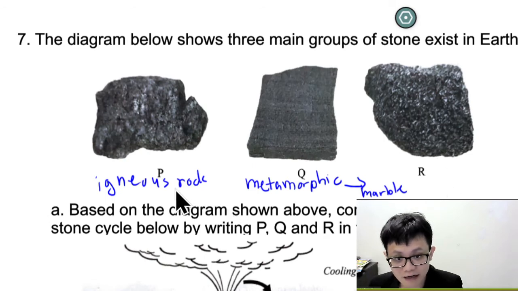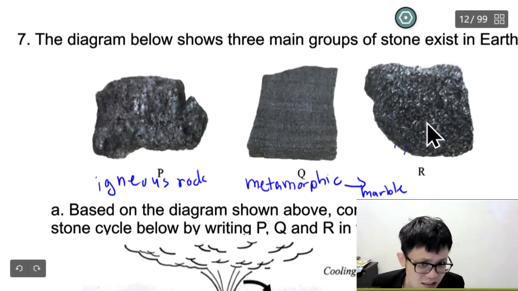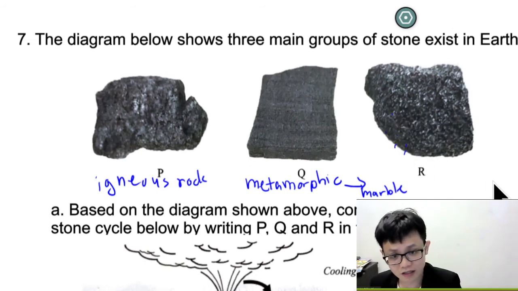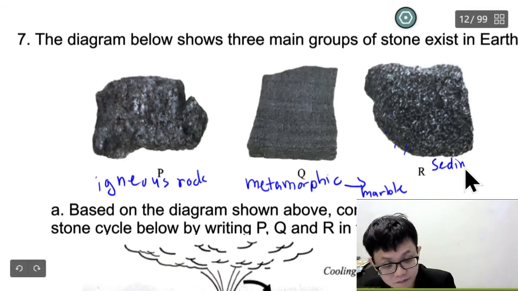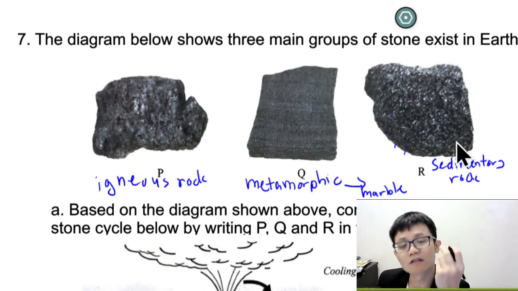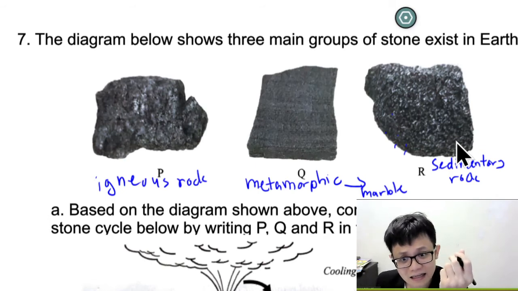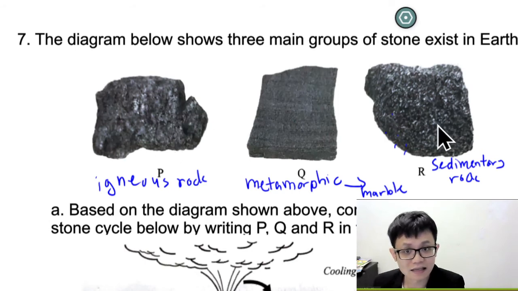The last one, we have igneous rock, metamorphic rock, and we can see that here there is more sand. Because it's a lump of sand, so I will call this probably sedimentary rock. Okay, due to the sediment and it looks more like sand. So the hardest will be the metamorphic, followed by igneous and then sedimentary rock.